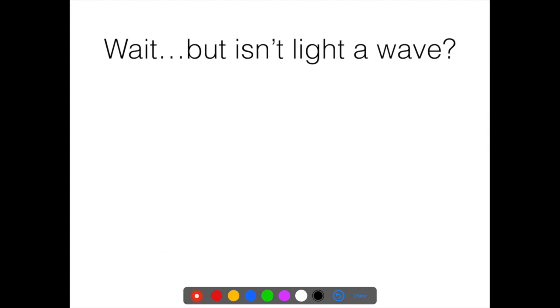Wait, but isn't light a wave? So shouldn't light have a Doppler effect as well? This is actually really interesting because there's a lot of things that we can do with the Doppler effect of light and of sound. And we'll look at a couple of those in just a minute.